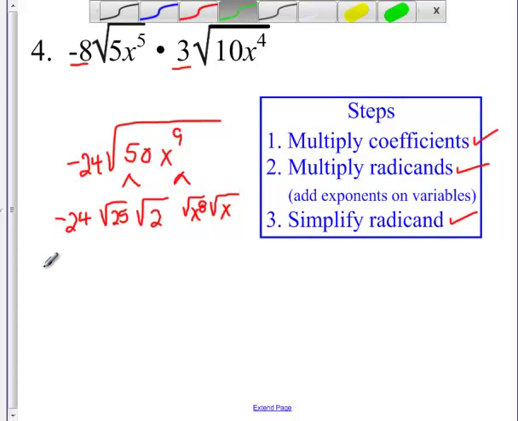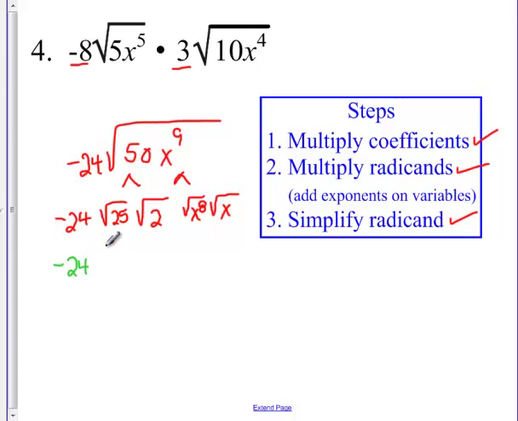All right, breaking it down, negative 24, the square root of 25 is 5. I can't take the square root of 2, so it stays. The square root of x to the 8th is x to the 4th. And I can't take the square root of x, so it stays in its radical. And we get a nice little, let's see, negative 24 times 5 is negative 120, x to the 4th, square root of 2x. Hey, this isn't that bad.